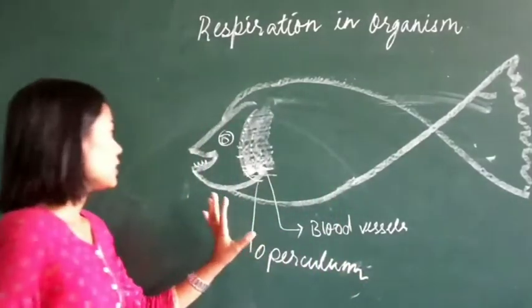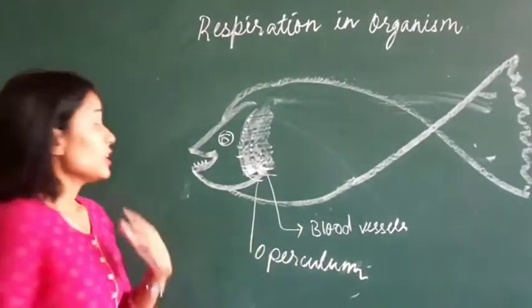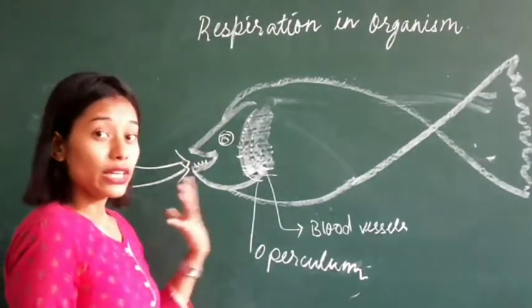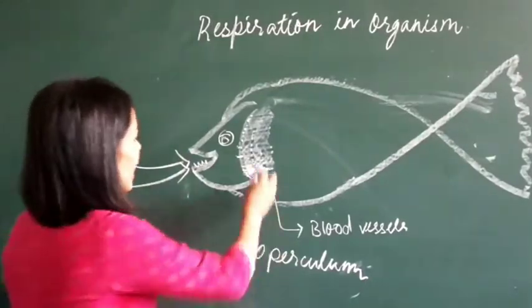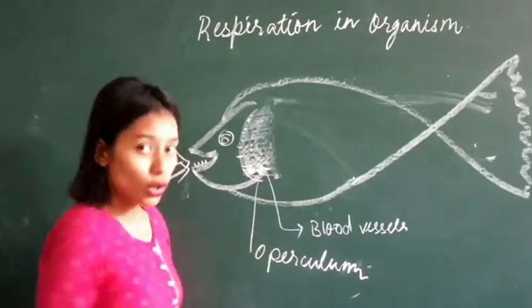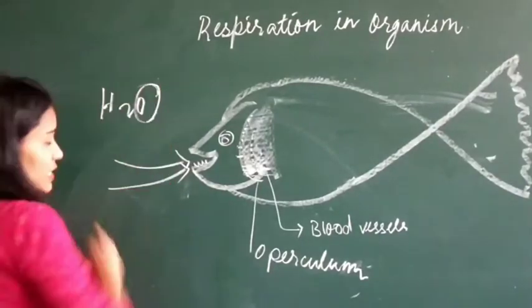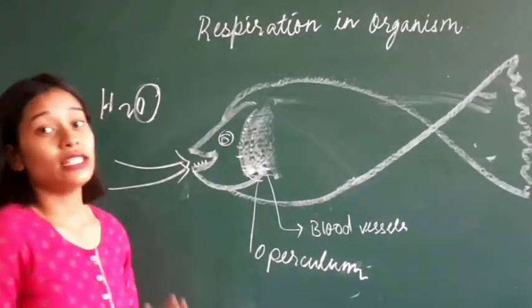Now you see what happens when fish take water. They will take water in through their mouth. Then the operculum will become closed. In water, oxygen is present, but it is in dissolved form.